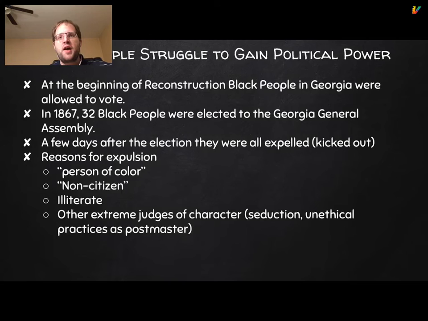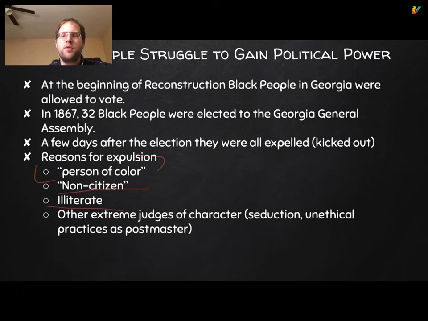Except by the time they were sworn in, just a few days later, they all get kicked out of the government. And this turns into a mess because there's riots, there's fighting, there's people being beaten up and murdered. And basically what happens is the white legislatures in Georgia did not like the fact that these 32 black men were elected, and they start saying that they were not fit to serve. And when they were sort of explaining why, these are the answers that they got down here. They said because they are a person of color, which means just because of the color of their skin. They are non-citizens, which was not true, because remember, the 14th Amendment made these people officially citizens.